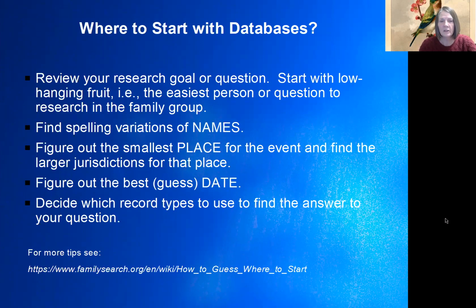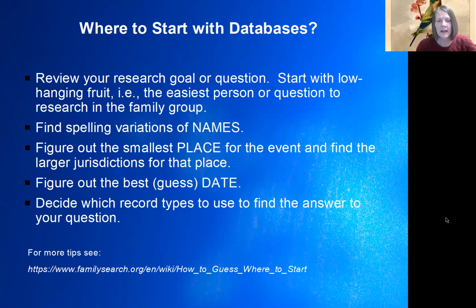And then the last thing you're going to do there is figure out the best guess of a date. So if you don't know exact dates, figure out the best guess for that. And if you look down at the bottom, I gave you a little FamilySearch Wiki article there called How to Guess Where to Start. So if you can't figure out, now what am I going to do? How am I going to do this? I don't know this exact name. I don't know this exact place. I don't know this exact date. That will give you some tips on how to actually guess those things. Guessing is a really important thing in genealogy.